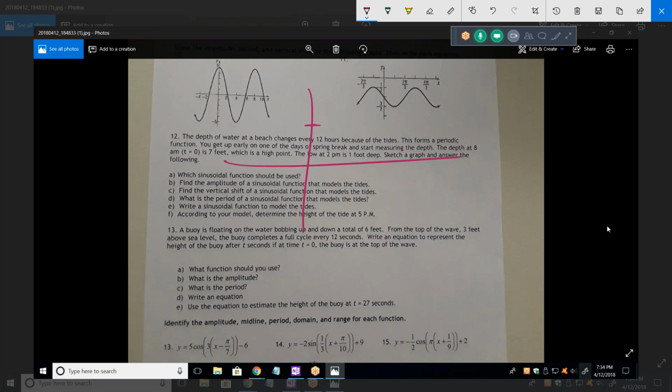So the top of the wave means there. So it's probably cosine, because sine doesn't start at the top. No part of sine starts at the top. Cosine can start at the top, or negative cosine can start at the bottom. But here, clearly at t equals 0, the buoy is at the top of the wave. So the action is going to look something like that.